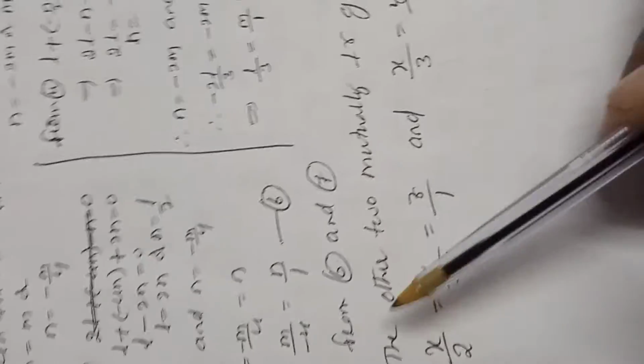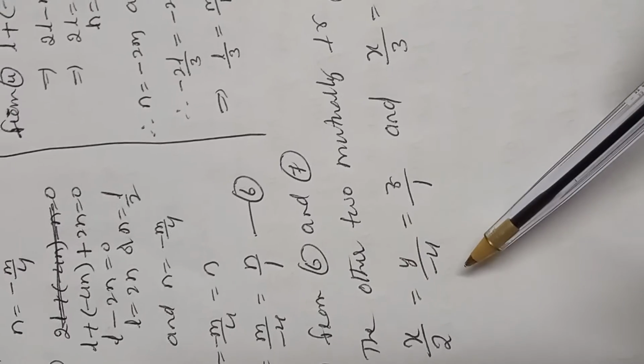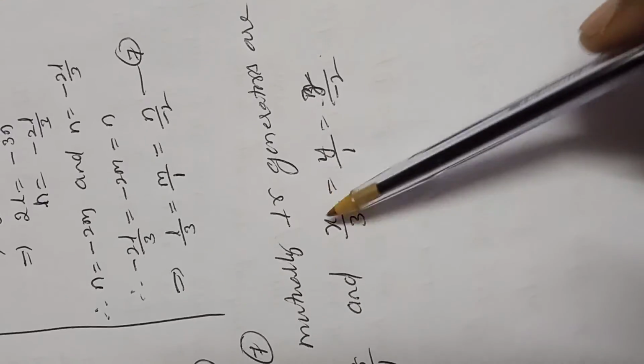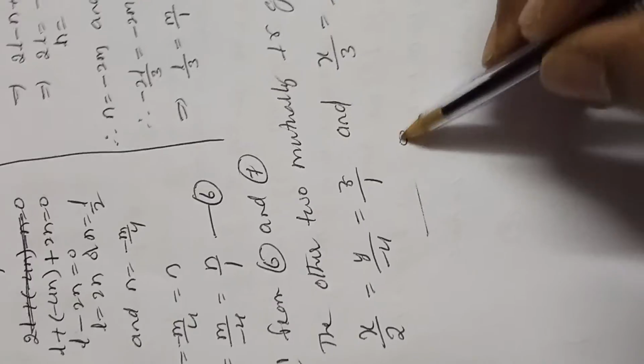Now from equations 6 and 7, the other two mutually perpendicular generators are simply replace L m n by x y z. x by 2 is equal to y by minus 4 is equal to z by 1. Here x by 3 is equal to y by 1 is equal to z by minus 2. These are the other two mutually perpendicular generators of the given cone.